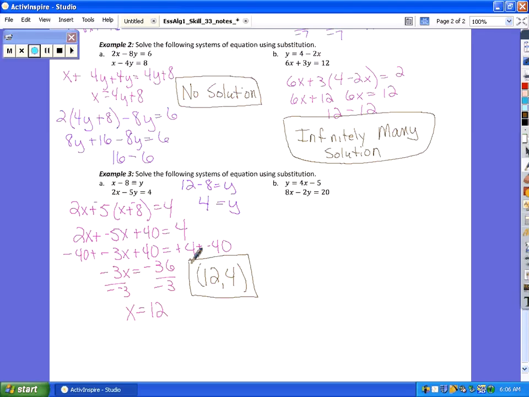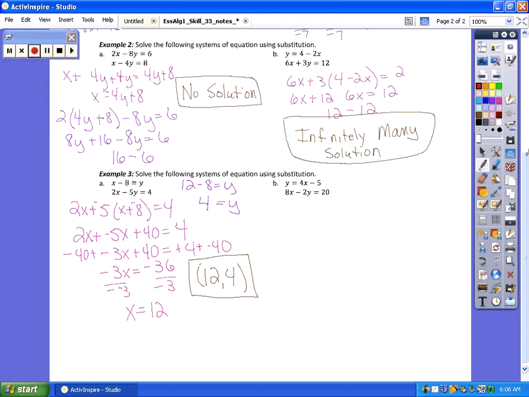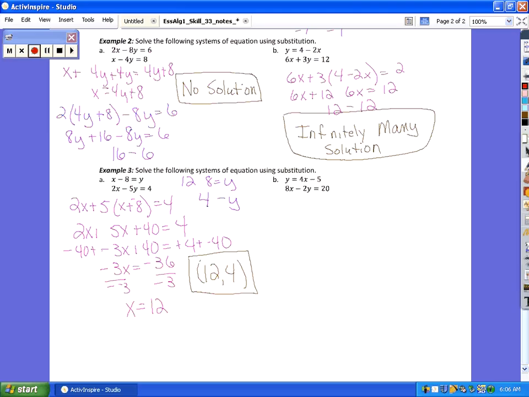And this time I'm going to stop and check my answers here. So 12 minus 4, it does, 12 minus 8 equals 4. So it does check. And 2 times 12 minus 5 times 4. So 24 minus 20 equals 4. And it does check. So that's how I should do the check in all of my problems, but I just took the time to show the check in this one.